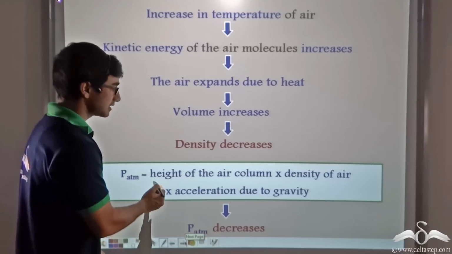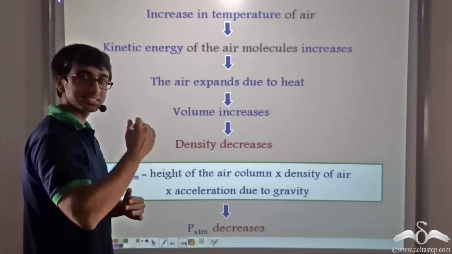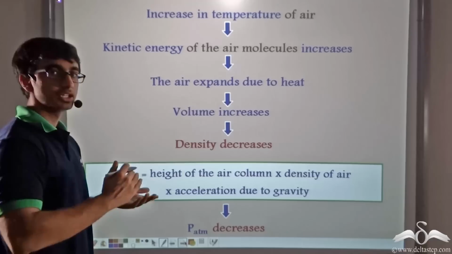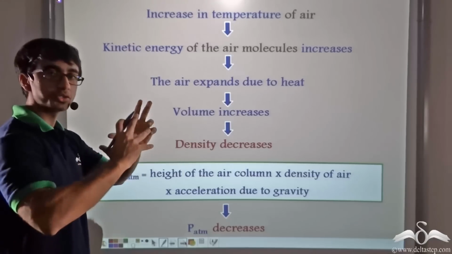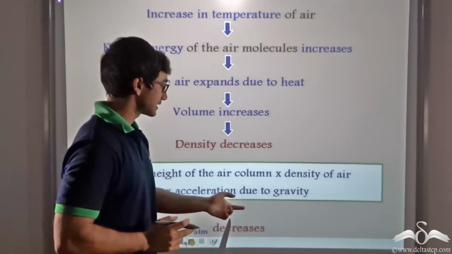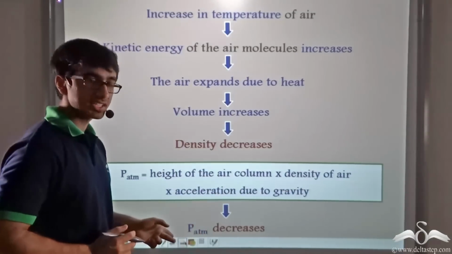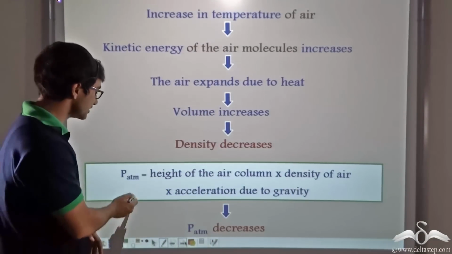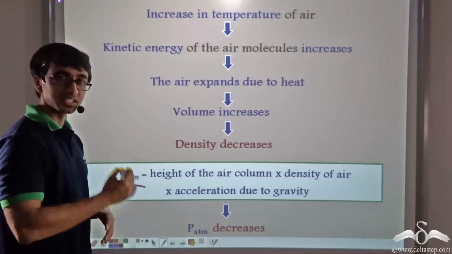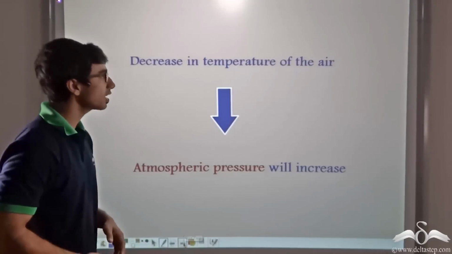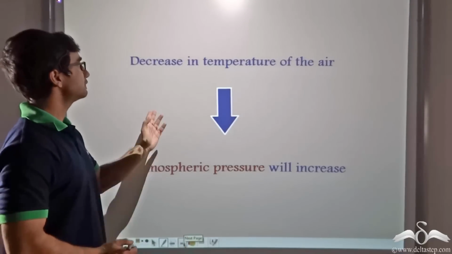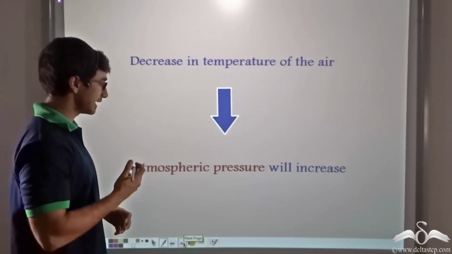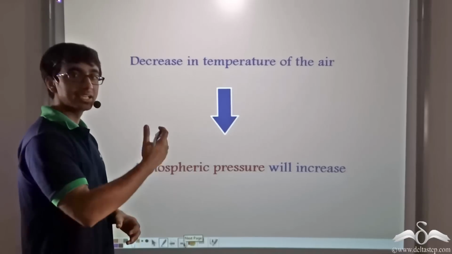Why? Because the height from where we are considering the air column is not changing. We are considering a particular height from the top, that is, the altitude remains constant. Acceleration due to gravity is also not changing, but density of air is decreasing, and due to that reason the atmospheric pressure is decreasing. Conversely, if there is a decrease in temperature of the air, due to contraction of air, the atmospheric pressure will increase.